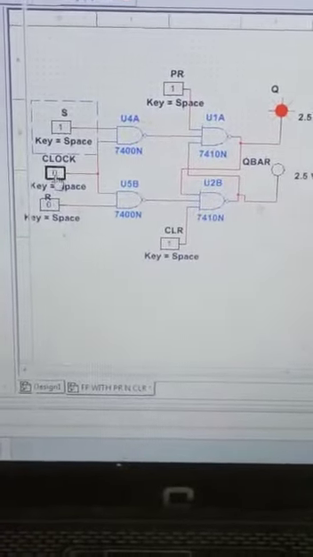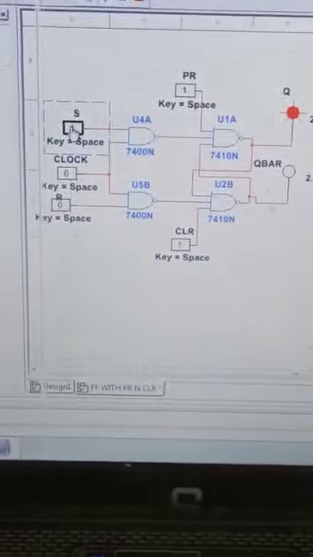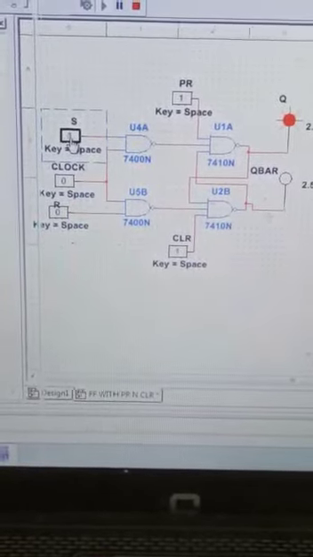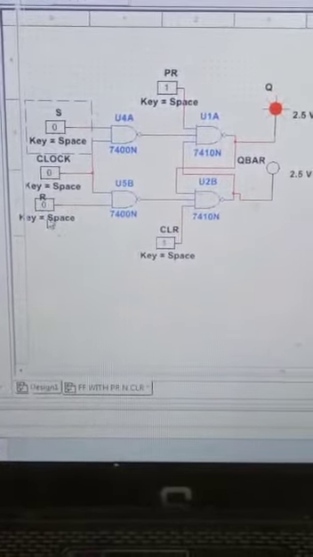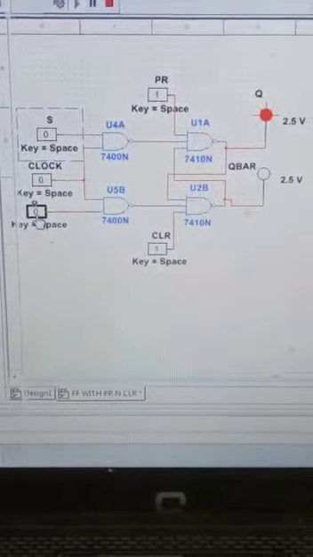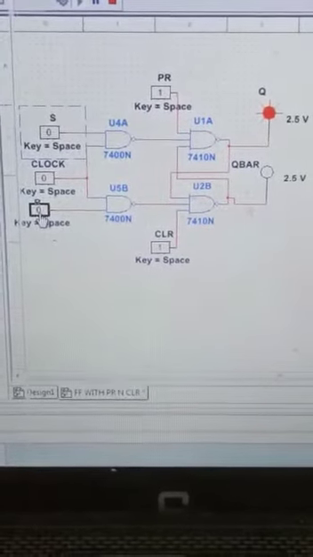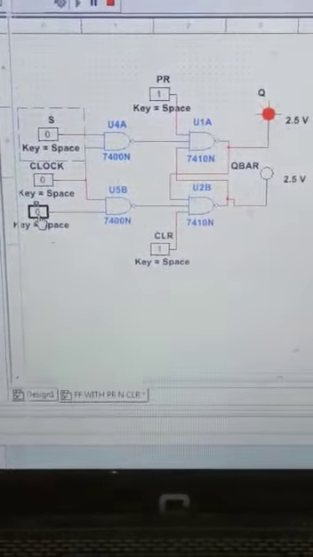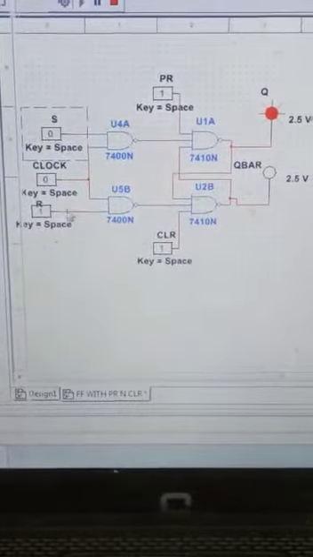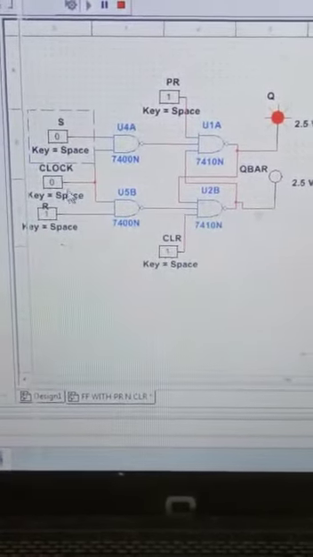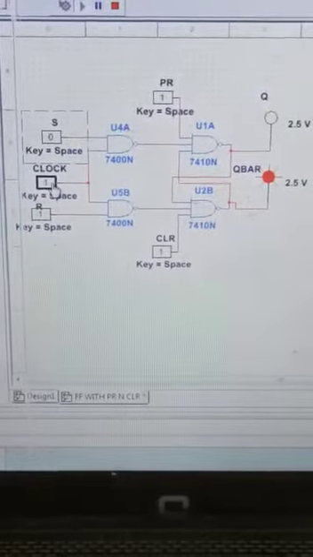So now if I make S 0 and R 1, okay, it will reset the flip-flop, but provided that at that time clock should be 1. Okay, now clock is 0, and if I make it 1, it is not getting reset. But if this clock is 1, now it will reset the flip-flop.